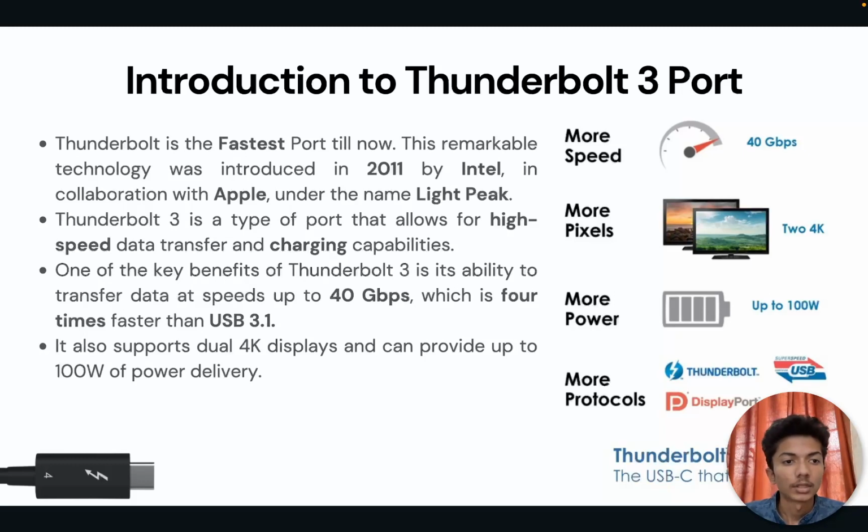charging capabilities. One of the key benefits of Thunderbolt 3 is its ability to transfer data at speeds up to 40 Gbps, which is 4 times faster than the latest USB version 3.1. It also supports dual 4K displays and can provide up to 100 watts of power delivery.